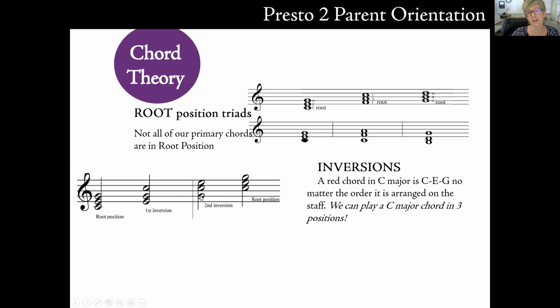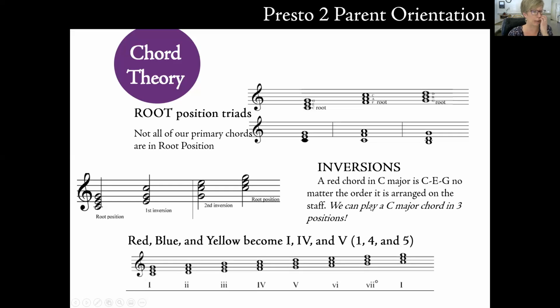Then if I take the G from G4 and put it up on the top for G5, I'm back in root position, but every single one of these was a red chord. Don't freak out if that didn't make any sense. I'm going to give you one more explanation.